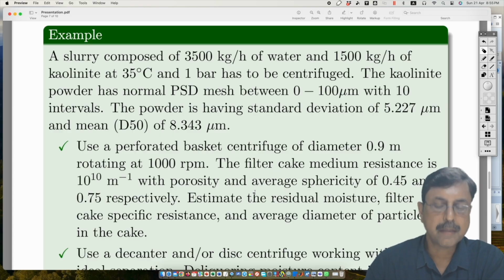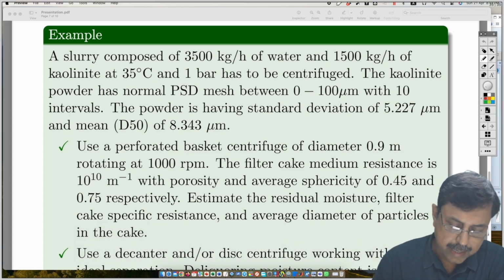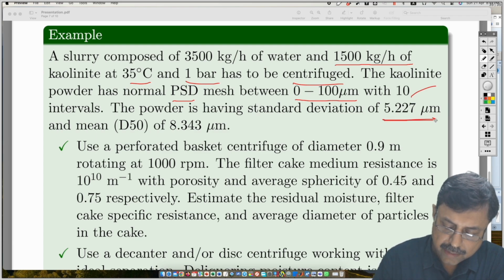Now let us solve an example. The example problem says that a slurry composed of 3500 kg of water and 1500 kg of kaolinite at 35 degrees centigrade and 1 bar pressure has to be centrifuged. The powder has a normal particle size distribution between 0 to 100 micron with 10 intervals. The powder has a standard deviation of 5.227 micron. Its D50 has also been given.